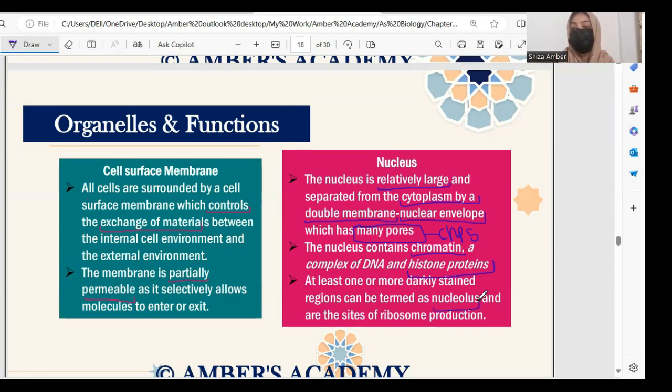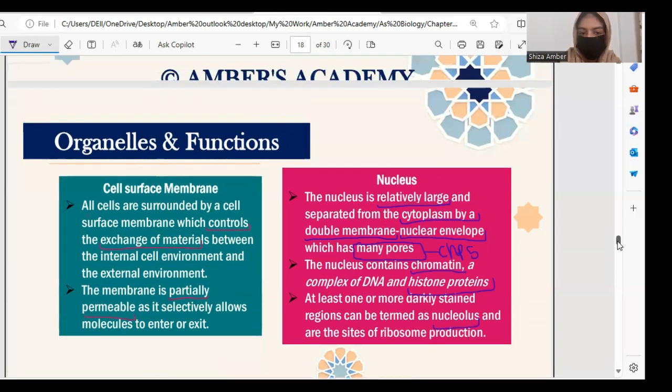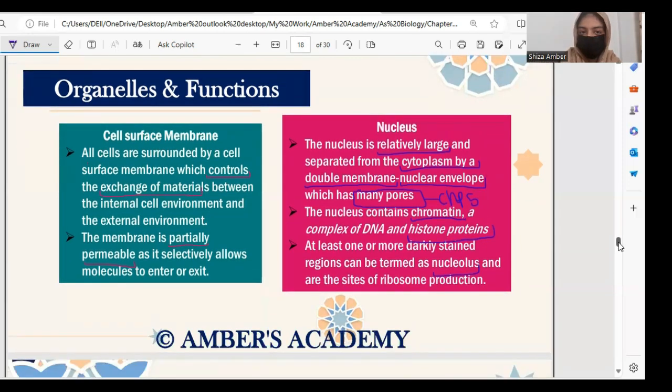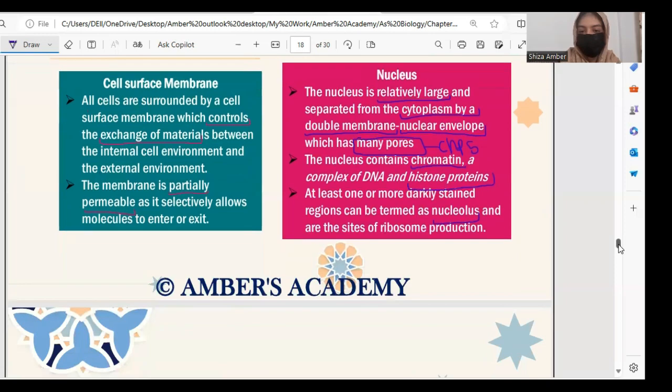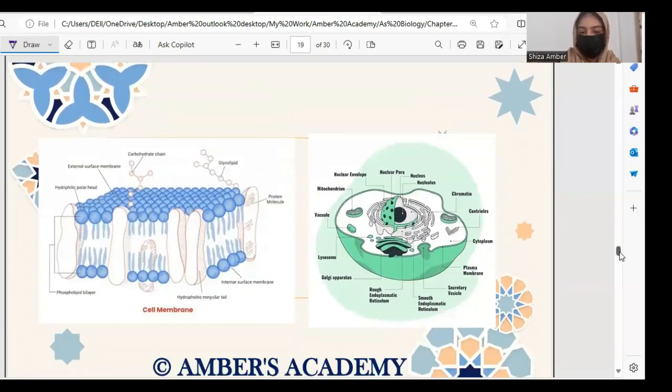So the nucleolus is responsible for producing ribosomes. We talked about ribosomes, right? That there are two types of ribosomes. So the nucleolus is a spherical body within the nucleus, and it is responsible for producing ribosomes. Okay? Clear? I'll ask questions. Then we'll come to know if we are clear or not.